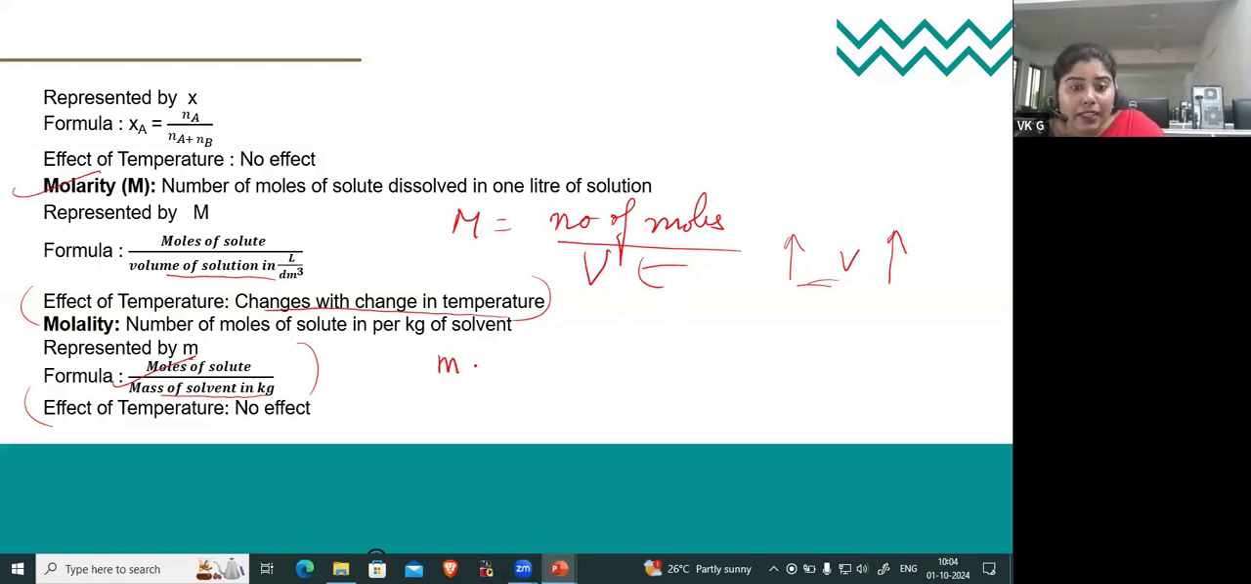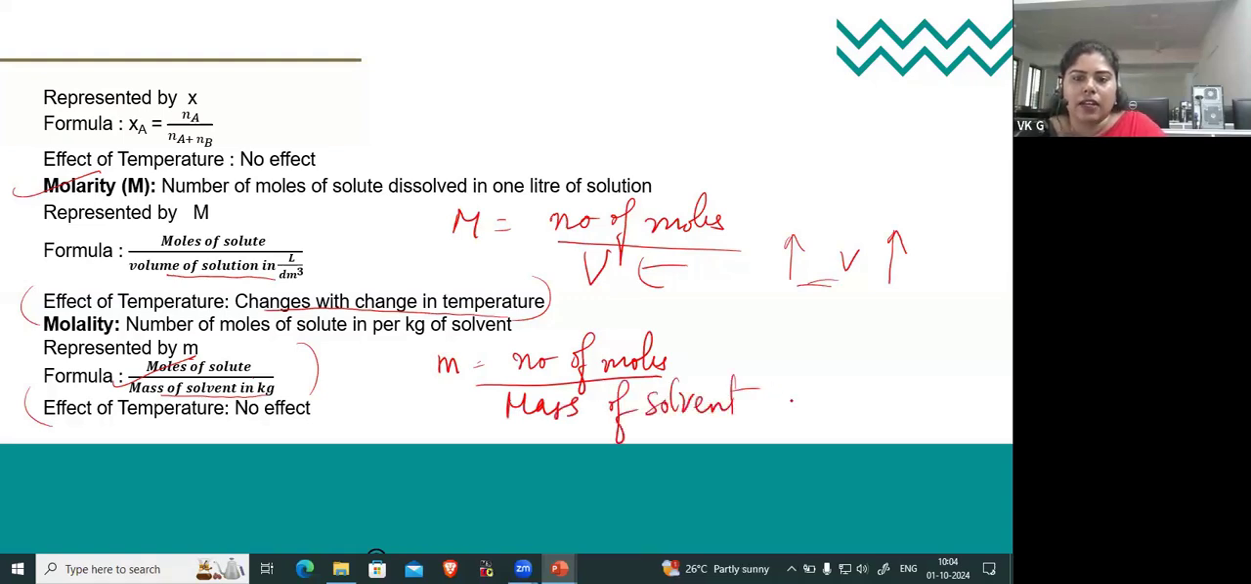But molality is number of moles of solute only, divided by mass of solvent in kg. When you increase the temperature, is the mass going to vary? Mass will remain constant itself, right? So that is why you say that molality is independent of temperature, whereas molarity is dependent on temperature. That's why it is given as no effect.